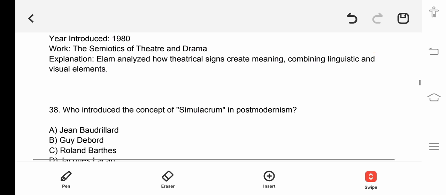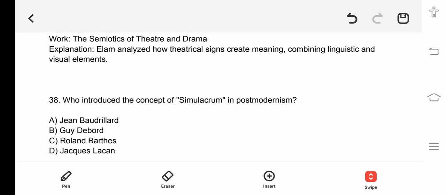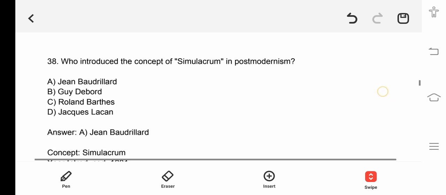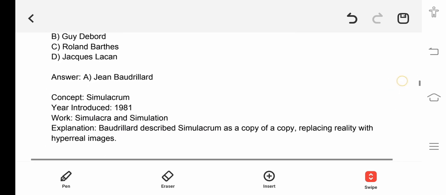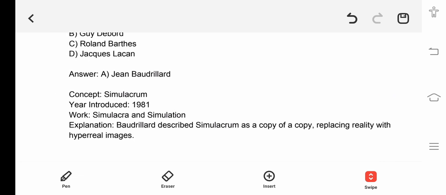Next question. Who introduced the concept of simulacrum in postmodernism? This concept was given by whom? Options you have. Okay, let's see the correct answer. The correct answer is Jean Baudrillard. Simulacrum was introduced in the year 1981 in the work Simulacra and Simulation. He describes simulacrum as a copy of a copy, replacing reality with hyperreal images. It is like what we are doing with AI technologies in today's world. So this concept is somehow related to the latest technology we are all aware of. Copy of copy replacing reality with hyperreal images. Okay, next.